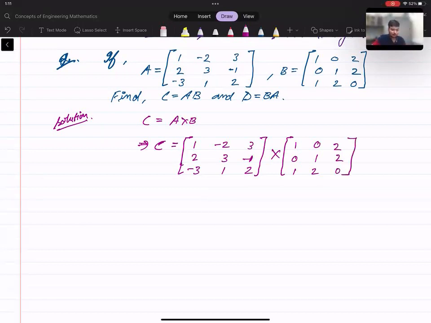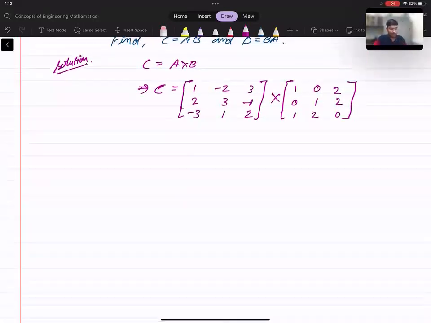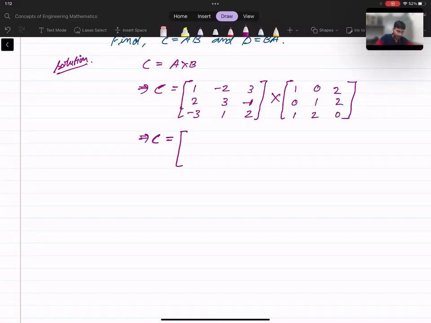So we will now simply follow the rule for multiplication, that is row into column. Okay. So here the C matrix can be written as first row of A multiplied by first column of B. So this will be 1 into 1, 1, plus -2 into 0, that is 0, and 3 into 1 is 3. So this is the first element of first row, first column.